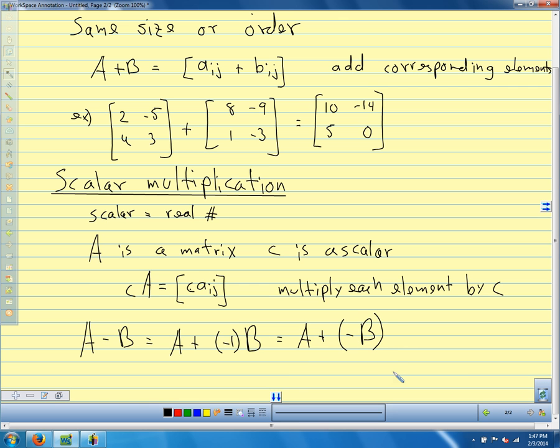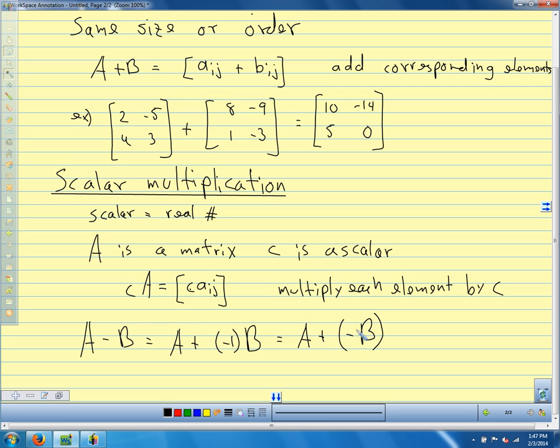Just like we can with real numbers, we can think of subtraction as adding the negative. So this is a different way of thinking about subtraction. We can define subtraction as adding the negative. So, questions on scalar multiplication?